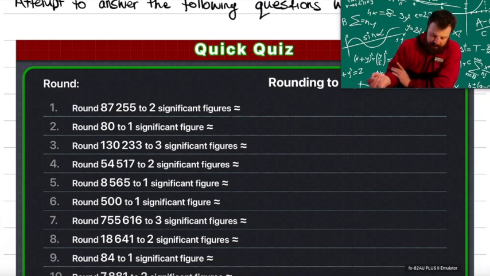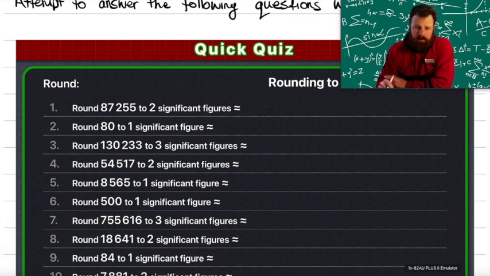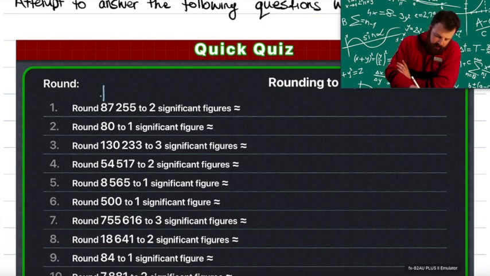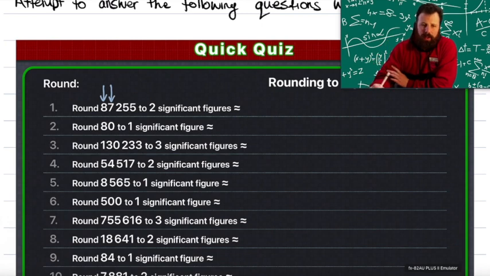So rounding 87,255 to two significant figures, the 8 and the 7 are our first two non-zero digits. After the 7 comes the number 2. What impact does 2 have on the rounding of 7? Well, 2, because it's less than 5, leaves 7 alone.